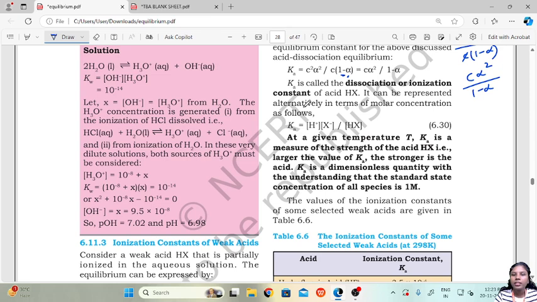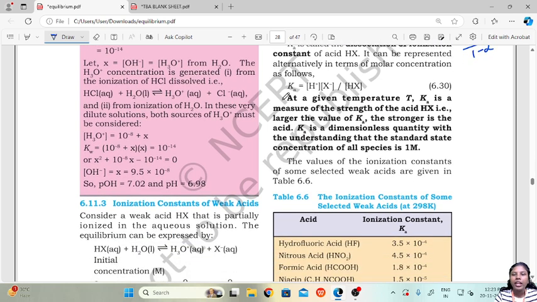Now this can be represented alternatively in terms of molar concentration. So whatever concentrations we have taken, we can represent it in the same way, with reference to the molar concentration. In that case we will get Ka equals the concentration of H plus and X minus upon the concentration of HX. Now at a given temperature, say T, Ka is the measure of the strength of the acid HX. So at any given temperature T, we are considering Ka to be the measure of the strength of the acid that is present.